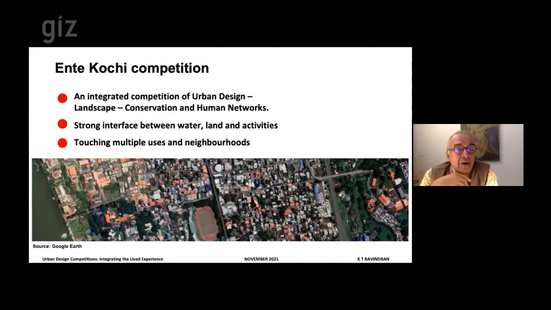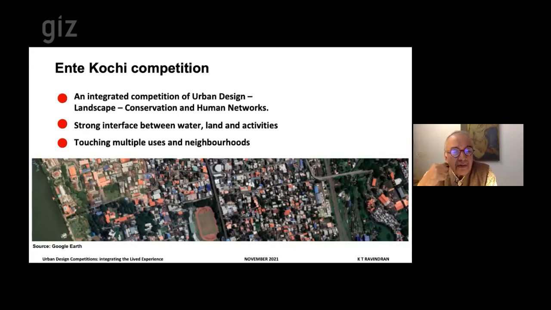An integrated competition of urban design, landscape, conservation, and human networks. That's the first lesson that can be drawn specifically from the EnteKochi competition. This is what makes it stand apart from other competitions, that it looks at all these three components, that is the natural system, the man-made system, and the human networks as one integrated whole.